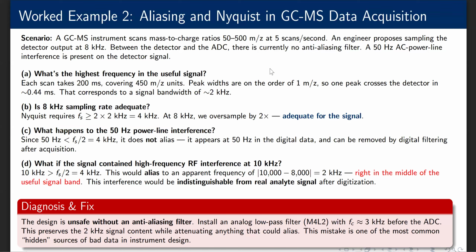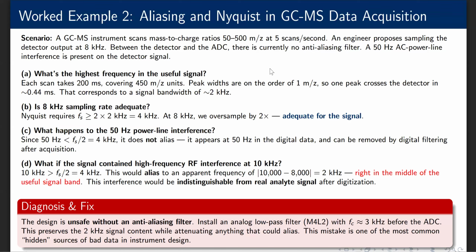What's the highest frequency in the useful signal? Each scan takes 200 milliseconds, covering 450 m/z units. Peak widths are about 1 m/z. So one peak crosses the detector in roughly 0.44 milliseconds. That gives a signal bandwidth of about 2 kilohertz.